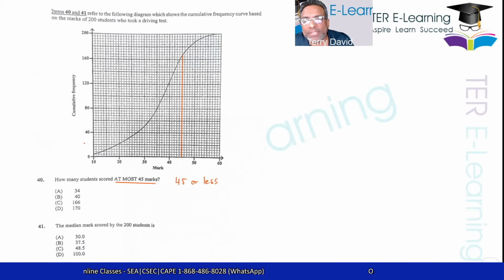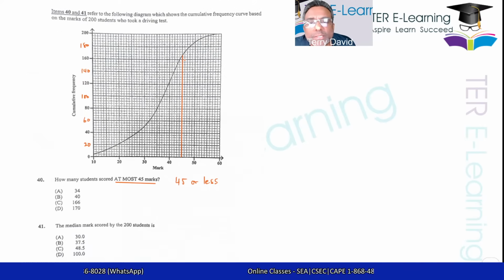Now, first of all, let's make sure we understand the scale: 20, 40, 60, 100, 140, 180. Right. So that means that each small line represents 4. So that's 164. That is going to be about 166. The answer is going to be C for this one here, 166.